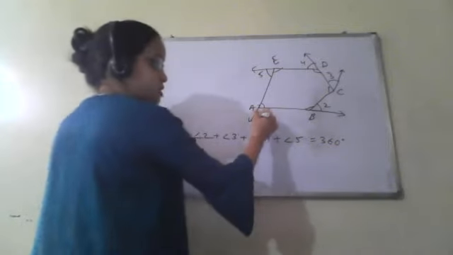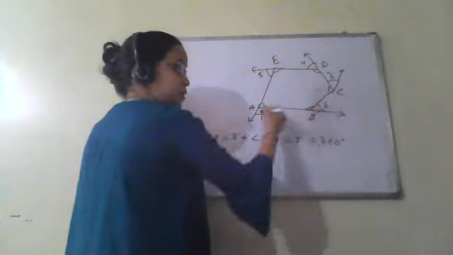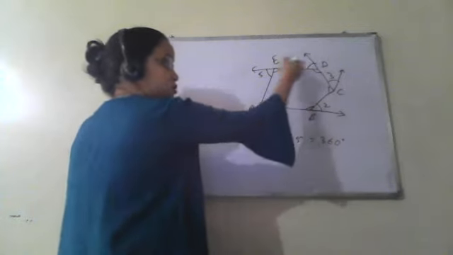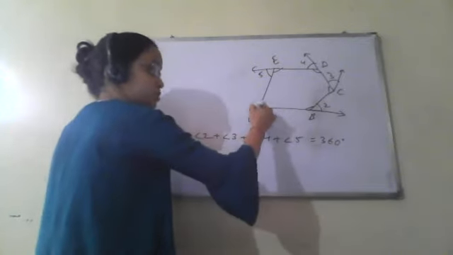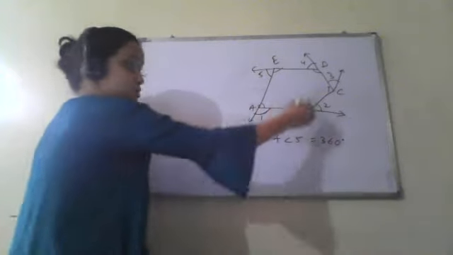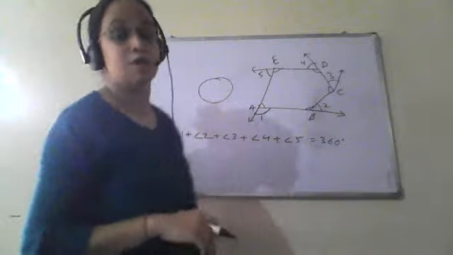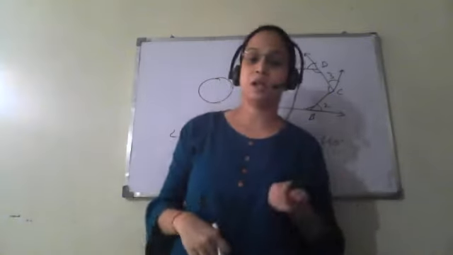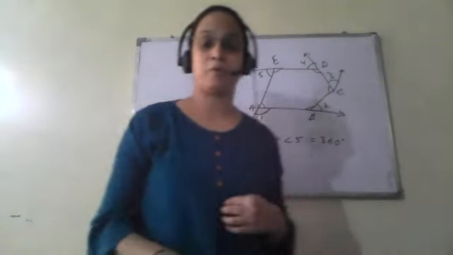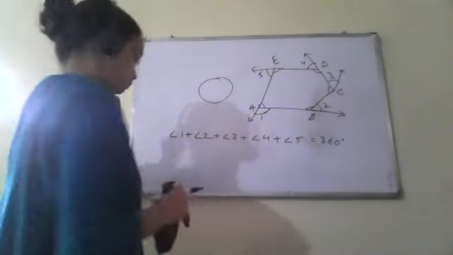It is because when we start moving from this point and keep on moving through all these points, and come back to the original position A, it is almost a circle. And you know what the measure of a complete circle is? It is always 360 degrees. So the sum of the exterior angles of a polygon with any number of sides will always be equal to 360 degrees. Clear?